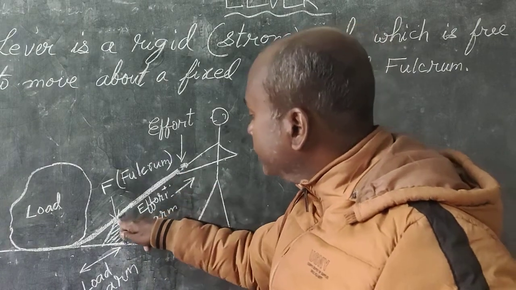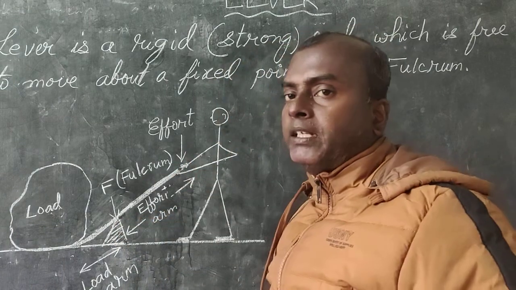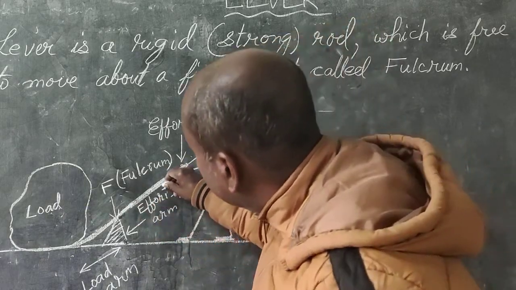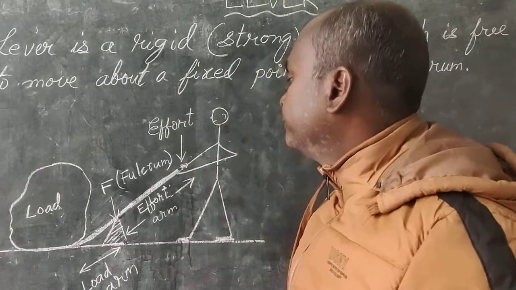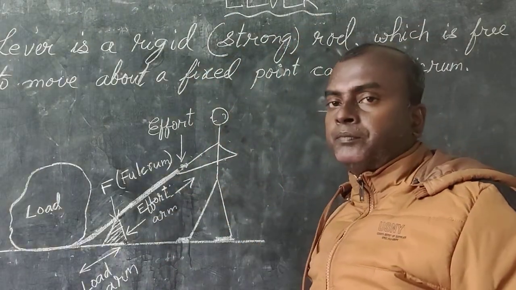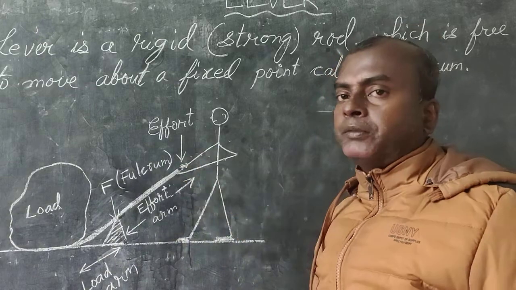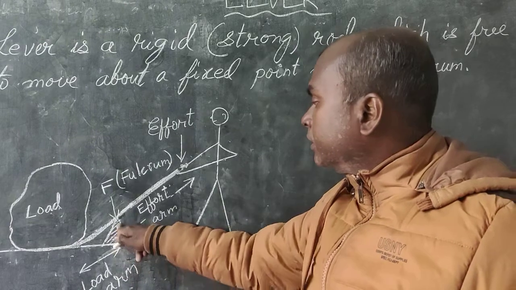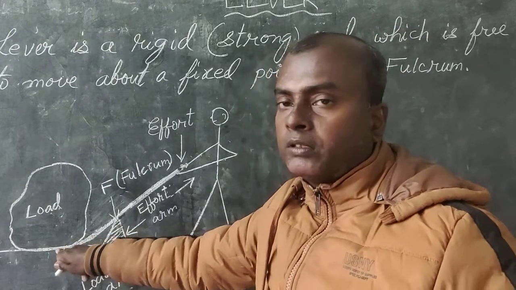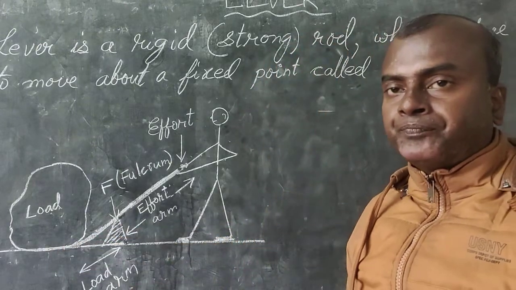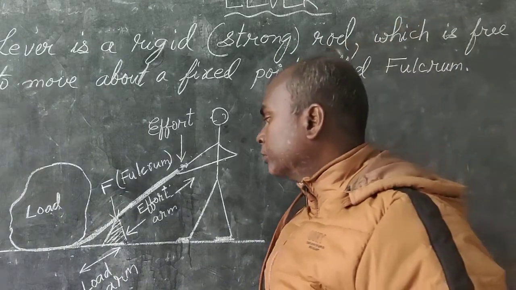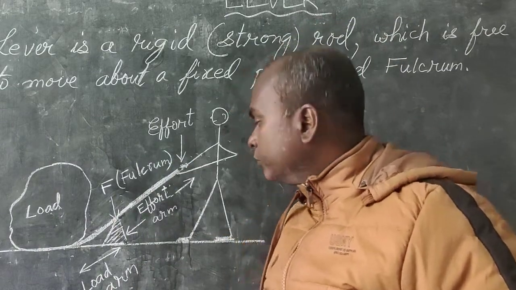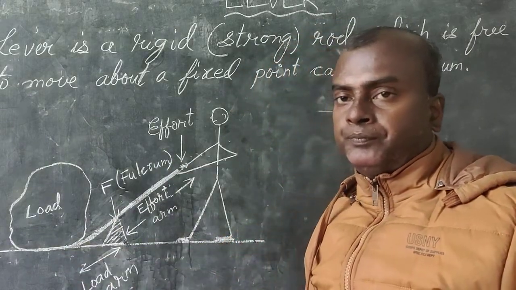Now the distance between the fulcrum and the point where the man is holding, where the effort is applied, that distance is called effort arm. Effort arm. The distance between fulcrum and effort. Next is load arm. The distance between the fulcrum and the point where the rod is touching the load, that is called load arm. Okay. Effort arm is the distance between fulcrum and effort. Load arm is the distance between the fulcrum and the load.